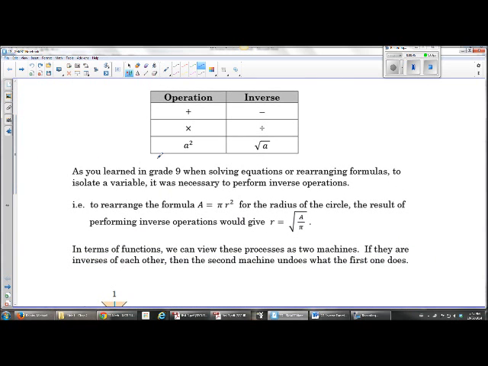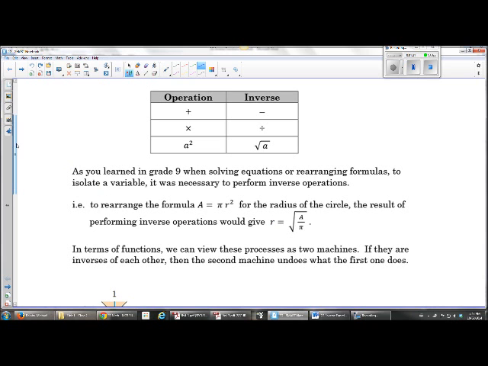Now, as you learned in grade 9, when solving equations or rearranging formulas to isolate a variable, it was necessary to perform inverse operations. So to rearrange the formula for the area of a circle, A equals pi r squared, when we were trying to find the radius of the circle, performing these inverse operations would give you r equals the square root of A divided by pi, because we would divide both sides by pi, and then we would take the square root of both sides to result in just the radius.